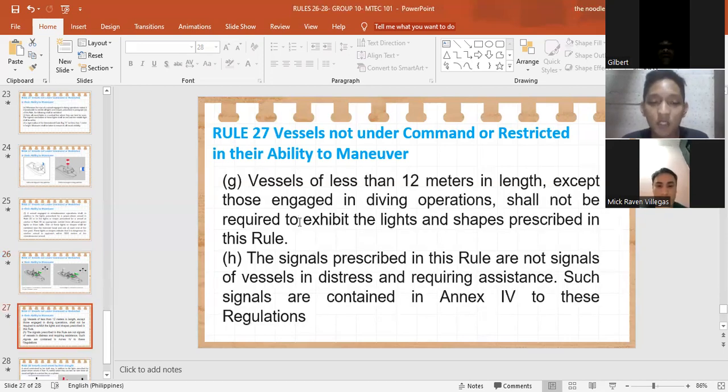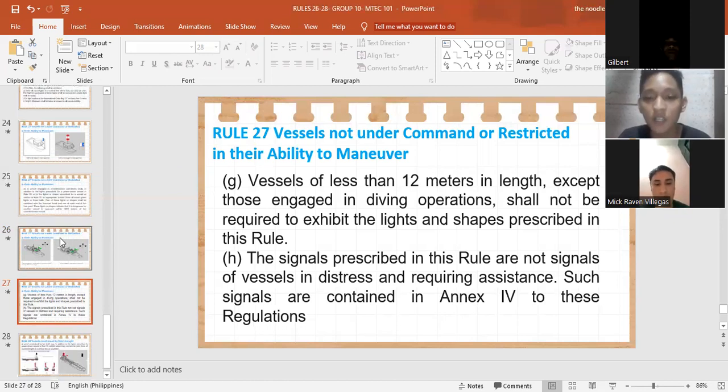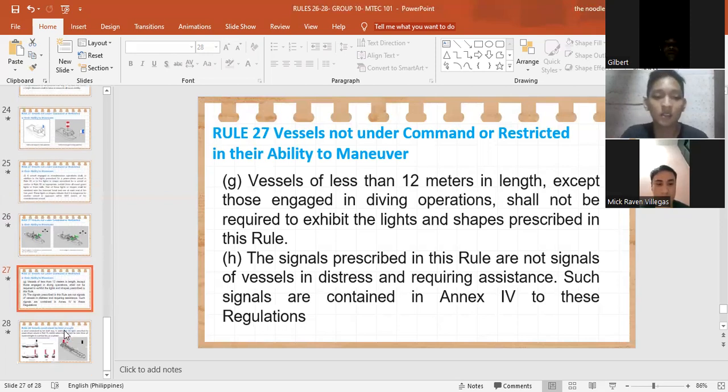The next one would be G, which is vessels of less than 12 meters in length, except those engaged in diving operations, shall not be required to exhibit the lights and shapes prescribed in this rule. H: the signals prescribed in these rules are not signals of vessels in distress or requiring assistance, such as the signals in Annex 4 of these regulations. So basically, vessels not under command and restricted in their ability to maneuver have a lot of subparagraphs, yet it really helps us determine what lights and shapes shall be exhibited. The next one would be Villegas.